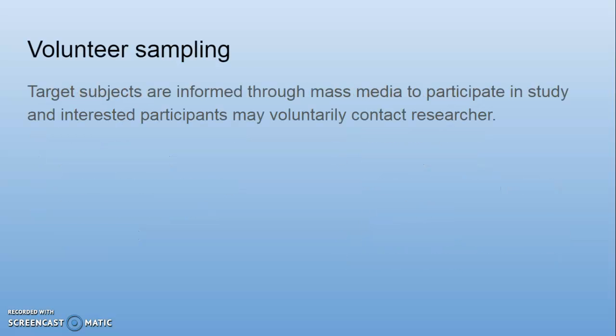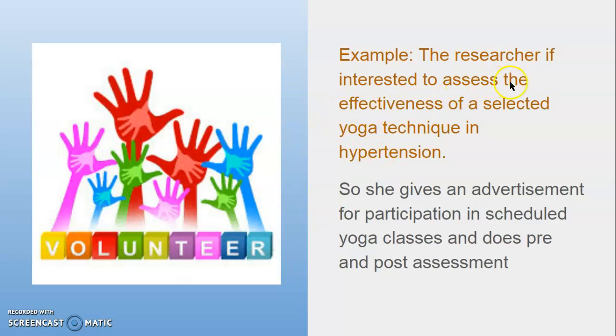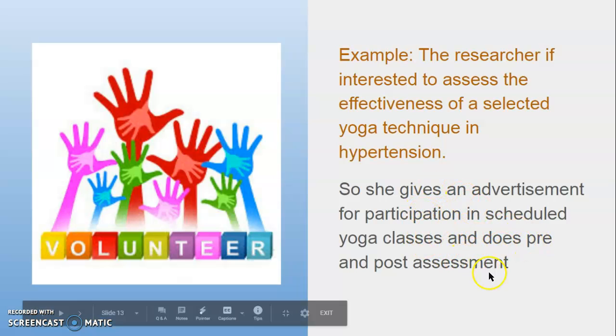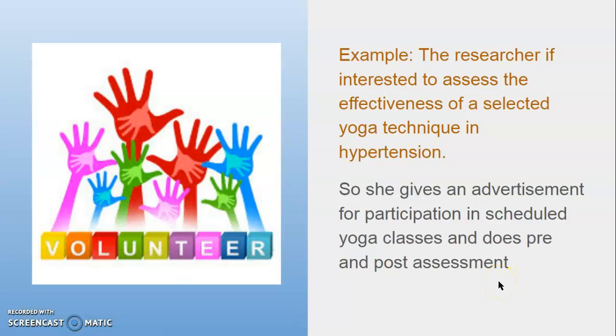The next one is volunteer sampling. Target subjects are informed through mass media to participate in a study, and interested participants may voluntarily contact the researcher. So here, volunteers are advertised for and involved in the research. This is an example I have given. The researcher is interested in assessing the effectiveness of a selected yoga technique in hypertension. So she gives an advertisement in a paper for participation in a scheduled yoga class, and she does pre and post assessment for the people who voluntarily participate in that yoga camp.